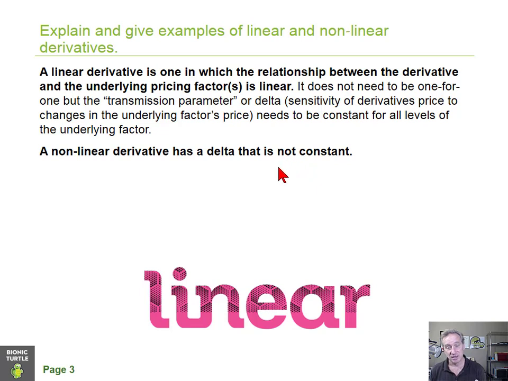You may recall, this is really stock option class terminology, that if the delta is constant, then the gamma is zero. So this is another way we could say this: a linear derivative is one where the gamma is approximately zero, and a nonlinear derivative would have a gamma that is non-zero.